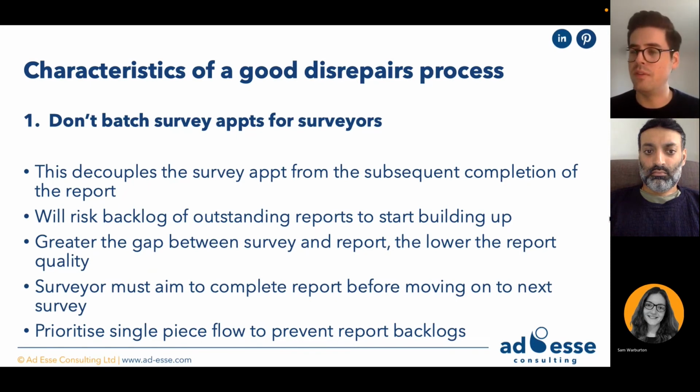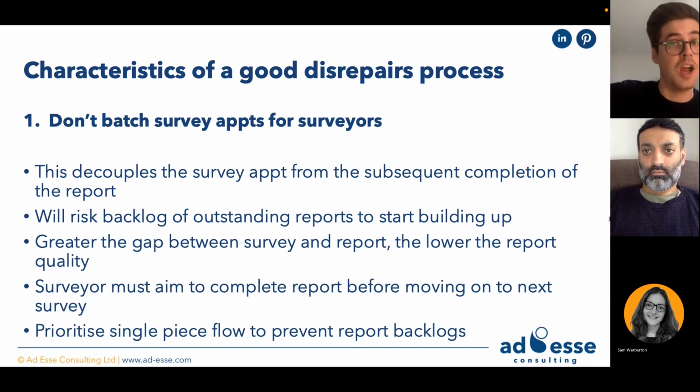So the problem of batching survey appointments, which is booking a surveyor's calendar up for maybe 2 or 3 days to complete 5 survey appointments, is you've decoupled the survey appointment from the subsequent completion of the report. So if you give a surveyor 5 surveys to complete in 1 week, and then they've got another 5 surveys to complete the following week, you can't have any guarantees that they're going to be able to complete all the associated reports in time before the next surveys are coming on board.